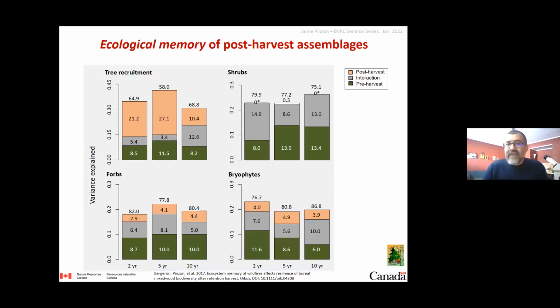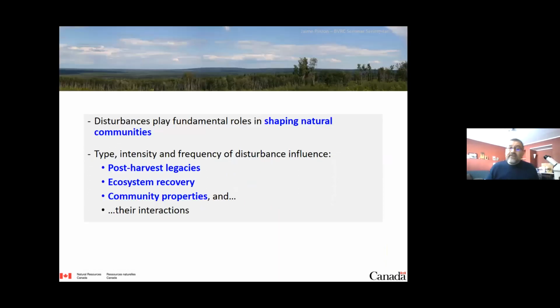This happens to other taxa as well. So we are looking at tree recruitment, shrubs, herbs, and bryophytes, and we can see that depending on the group that you are looking at, the influence of that memory is changing depending on those taxa, right? So this gives us a very interesting idea on the impacts of disturbances in general, whether they are natural or anthropogenic, into shaping natural communities in the present.